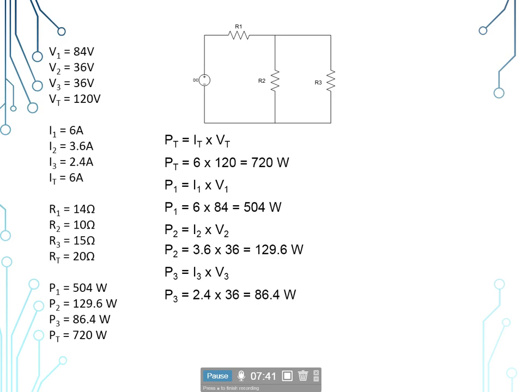The sum of the power dissipated by the individual components will equal the total power. And so P sub t is equal to P sub 1 plus P sub 2 plus P sub 3, giving us 504 plus 129.6 plus 86.4. And that does return the same total power of 720 watts.